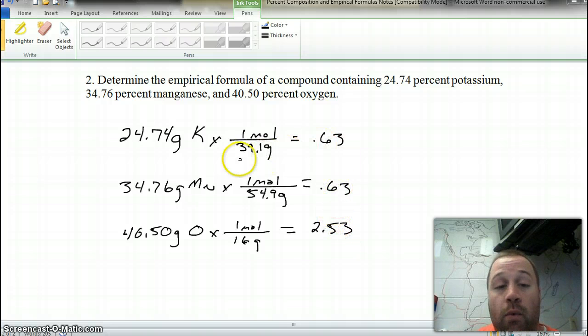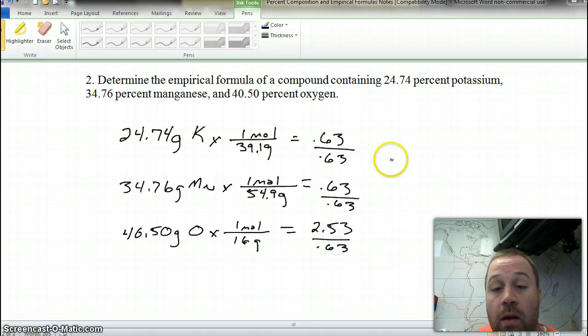So that's step 1, assume we have 100 grams. Step 2, convert to moles. Step 3, divide by the smallest number of moles. You can see 2 of them are 0.63 and that's the lowest, so it doesn't matter which one you really are dividing by here. Divide by 0.63, divide by 0.63, divide by 0.63. Here you have 1, 1, 4. Are those all whole numbers? And the answer is yes. So we can just write out our empirical formula. We have 1 K, 1 Mn, and 4 O's.